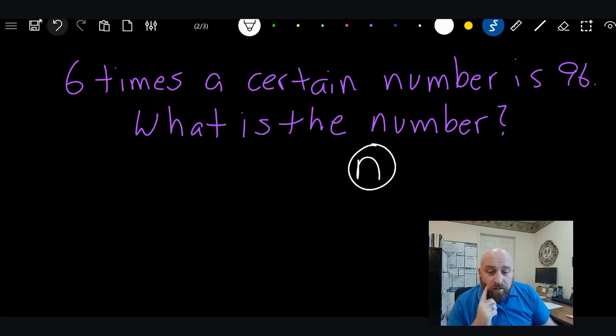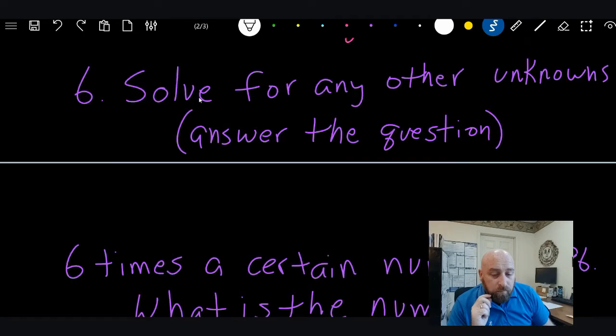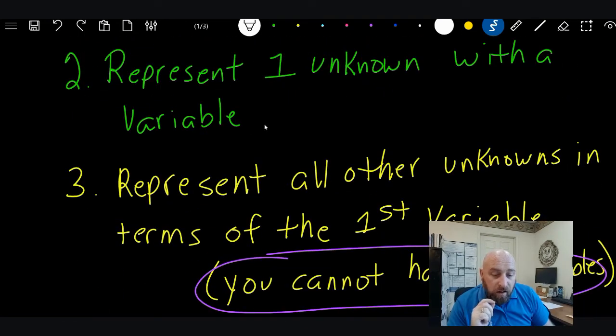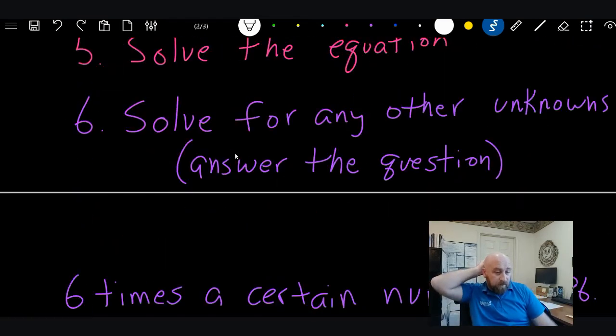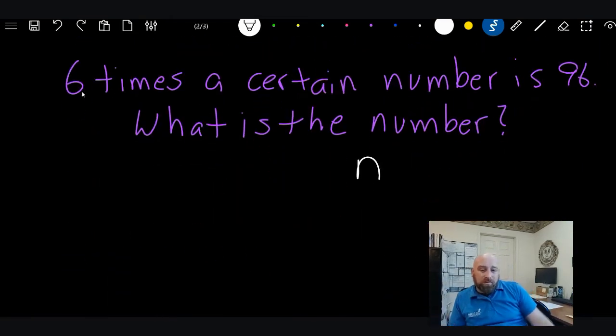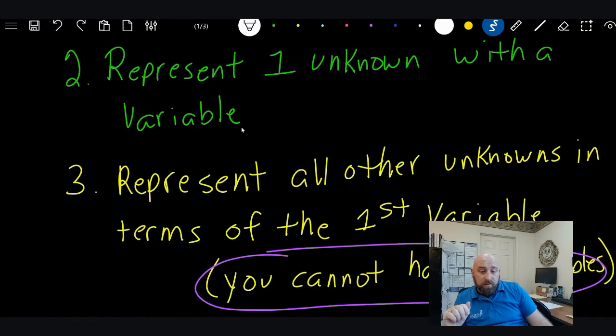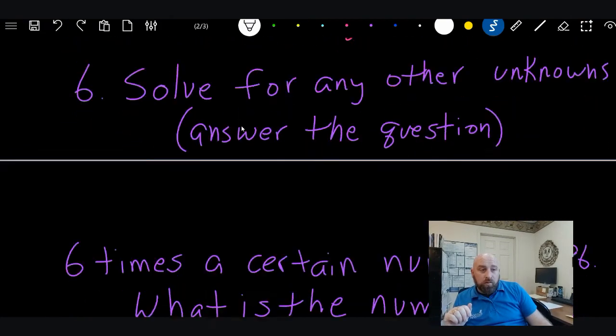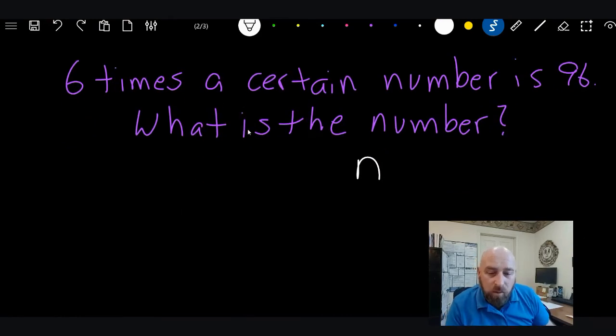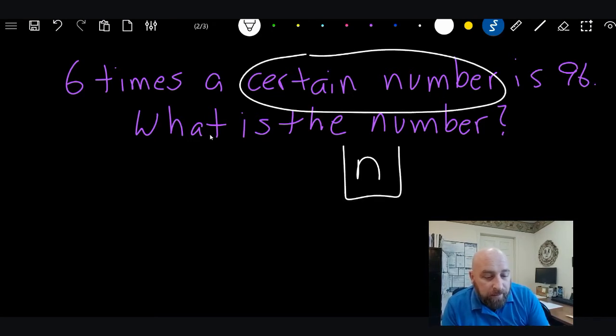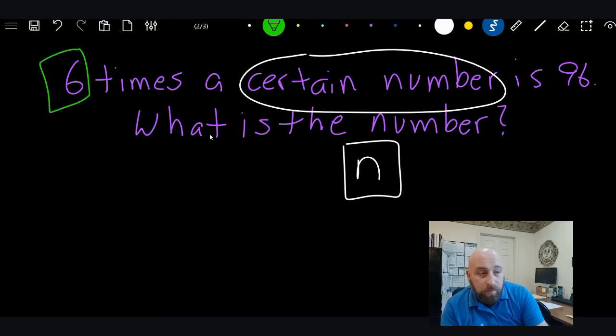Okay. And so now what we're going to want to do is go back here, and we're going to say represent all other unknowns in terms of the first variable. Was there anything else unknown? 6 times a certain number is 96. What is the number? All they want is the number. That's the only unknown. So there's nothing to do there in step number 3. Step number 4, we need to write this as an equation. Let's see here. So the certain number, that's the n. Okay, so let's point out some other important things. 6 is important. Look, times is important.